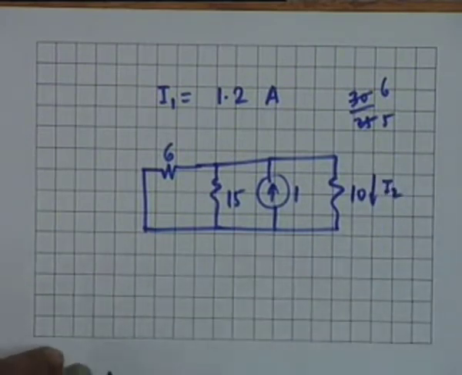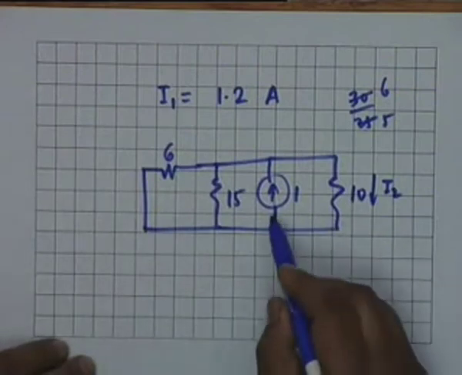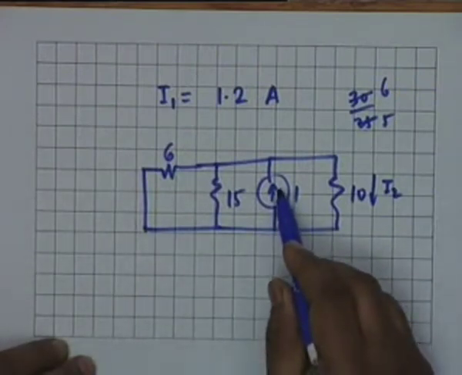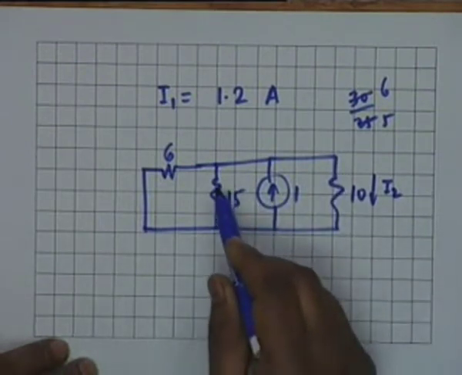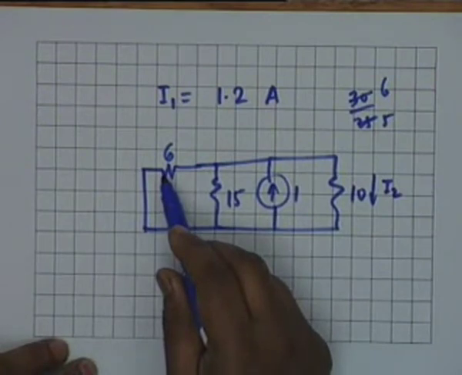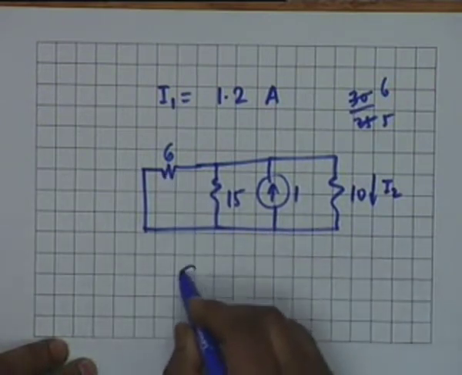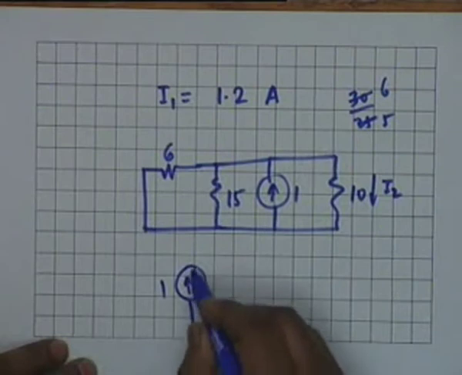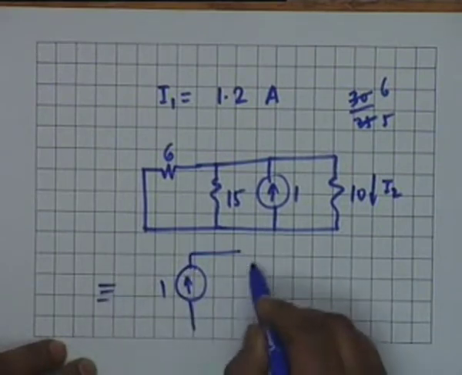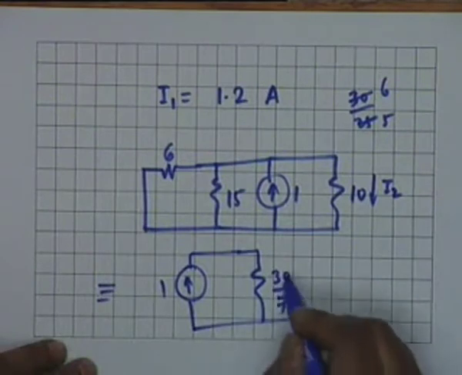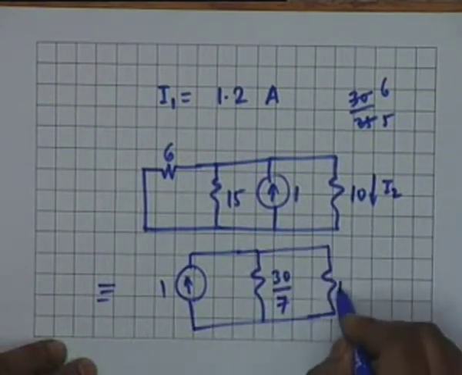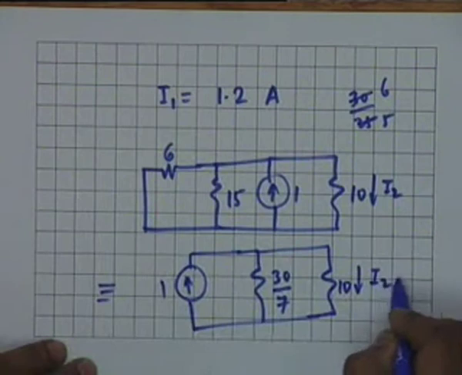So what is I2? Well, obviously the 1 ampere source divides into two branches. One flows through 10 ohms and the other through the equivalent of 15 and 6. How much is that? 30 by 7. So what we have is, this is equivalent to this circuit, 1 ampere in parallel with 30 by 7 in parallel with 10 ohms, and this is I2.